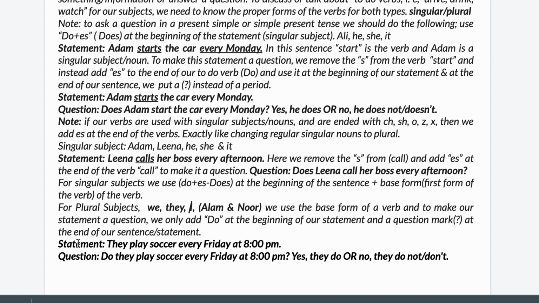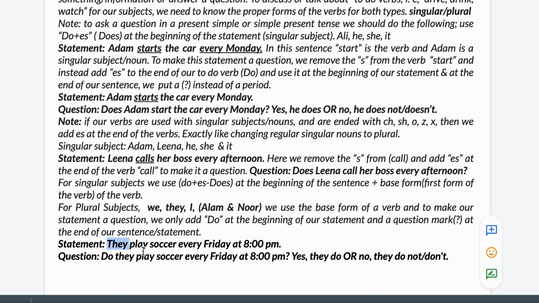Okay, let's see the example here. Let's read it together. They play soccer every Friday at 8 p.m. So first of all, we talk about the subject. Who plays soccer? We know it's them. We're talking about third person plural. They could be 2 people, 10 people, 100, millions and millions of people, or we can say a he and she.